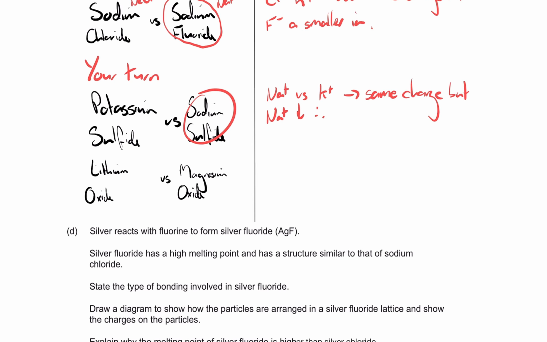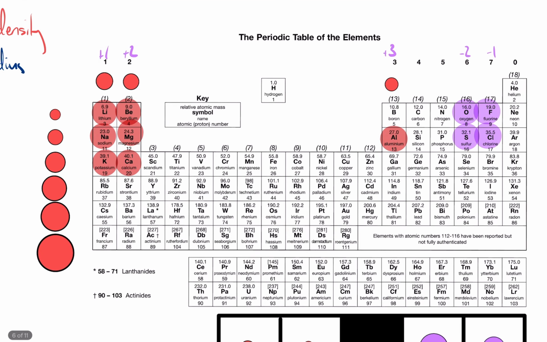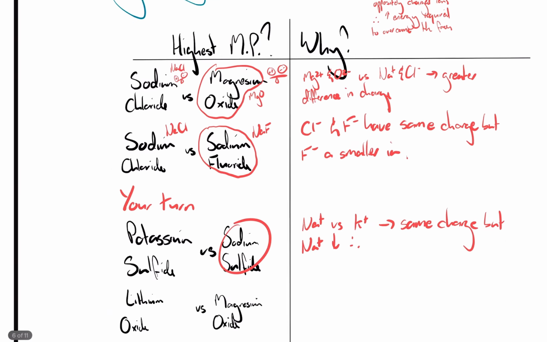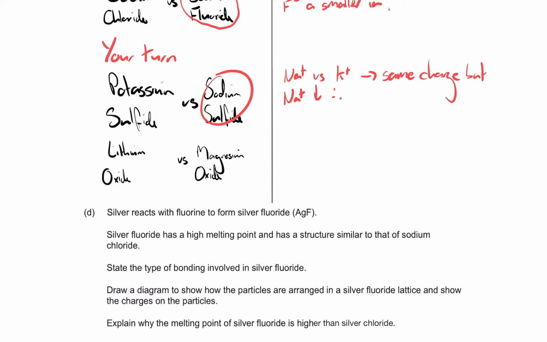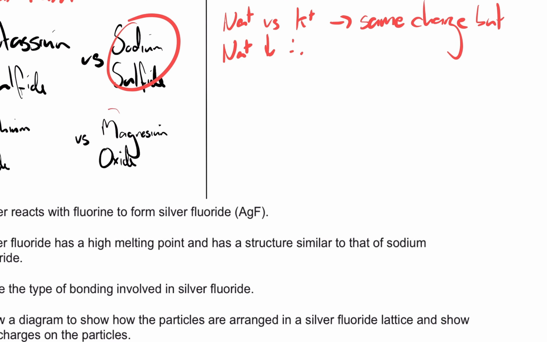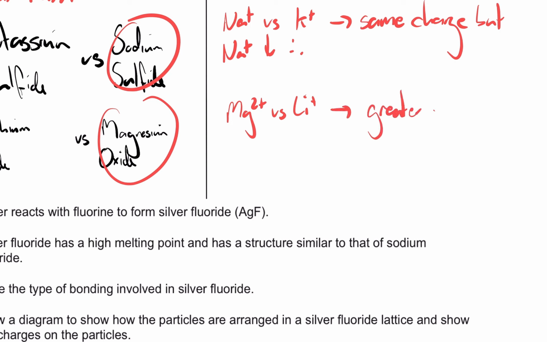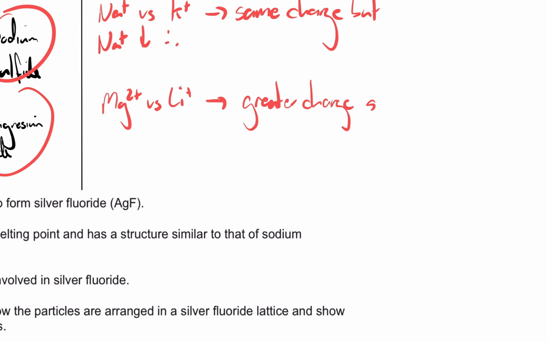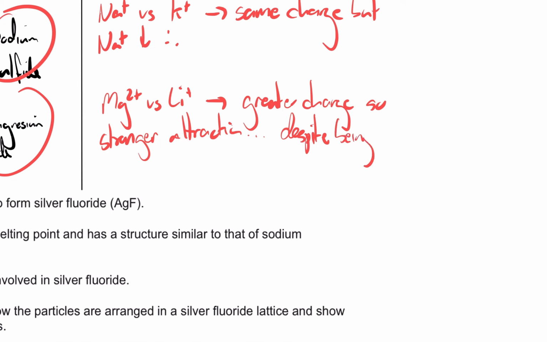Next, lithium oxide and magnesium oxide. Let's move over. Okay, lithium is going to be smaller, but only a 1 plus charge. Magnesium is going to be bigger, but it's not going to be twice as big. So that +2 is going to have a bigger effect. So, magnesium oxide, and we can say Mg2 plus versus Li1 plus, greater charge, so stronger attraction. Dot dot dot, despite, and I think it's always worth mentioning, despite being a larger ion.